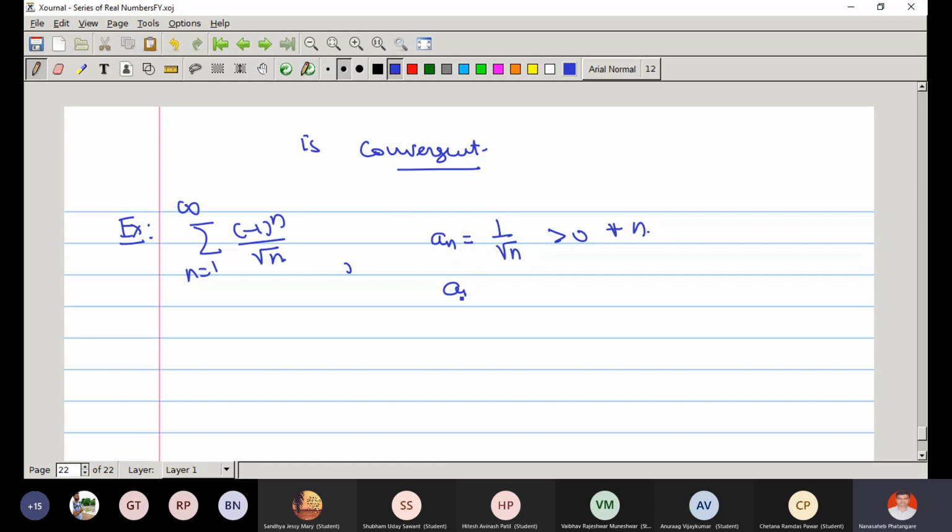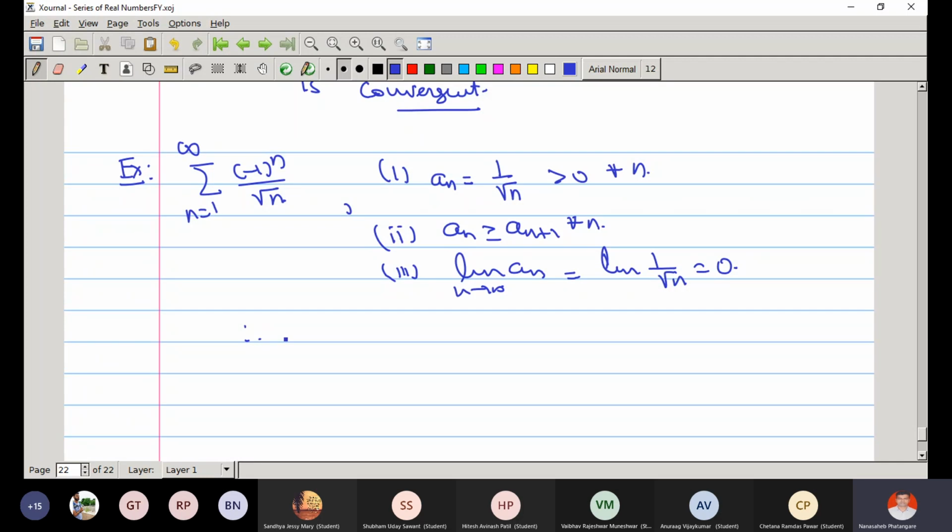The alternate sign is due to minus 1 raised to n. So a_n is greater than or equal to a_(n+1) for all n. This is true. That is the second condition. Third condition, what is the limit of a_n? The limit of 1 by root n is 0. Therefore the series (-1)^n a_n, which is (-1)^n over root n, is convergent.